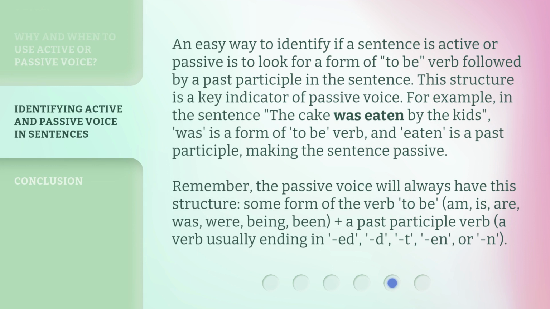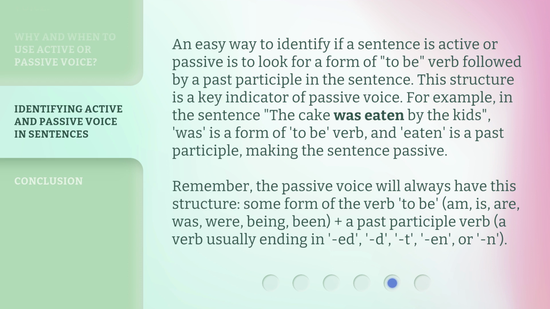An easy way to identify if a sentence is active or passive is to look for a form of the to be verb followed by a past participle in the sentence. This structure is a key indicator of passive voice. For example, in the sentence, the cake was eaten by the kids, was is a form of the to be verb, and eaten is a past participle, making the sentence passive.